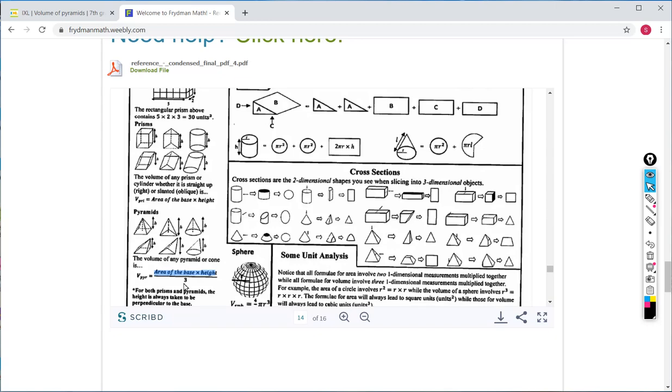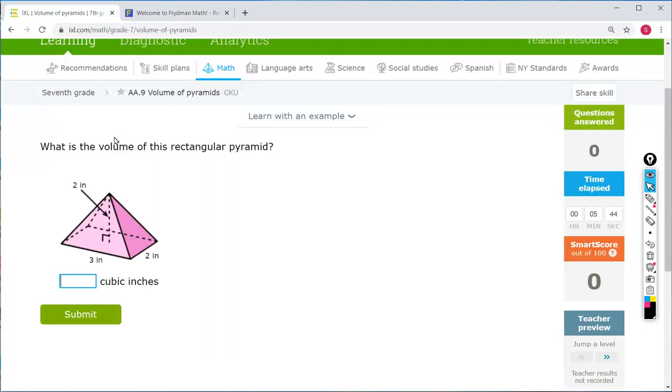Right? So the volume of a pyramid is the same as the volume of a prism with the same base and height divided by 3. So let's move on to this question over here from IXL. What is the volume of this rectangular pyramid?